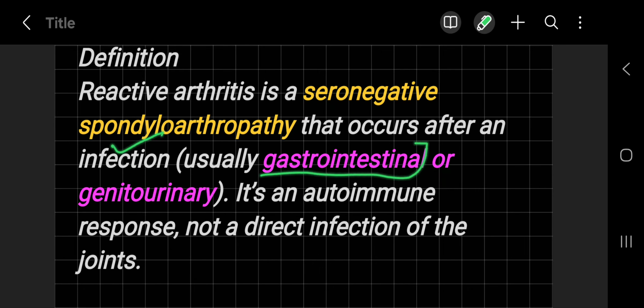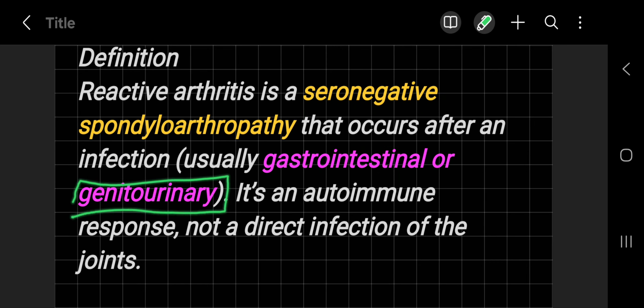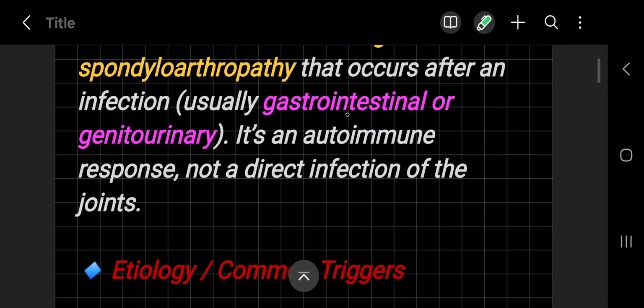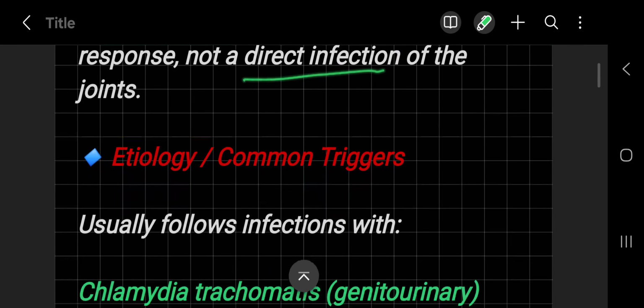For example, gastrointestinal tract infection caused by Salmonella, Shigella, Campylobacter, or genitourinary tract infection, for example, caused by chlamydia. So after these infections, this seronegative spondyloarthropathy develops. It is an autoimmune response and not a direct infection of the joints. So arthritis is due to an autoimmune response, not due to infection of the joint by an infective organism.